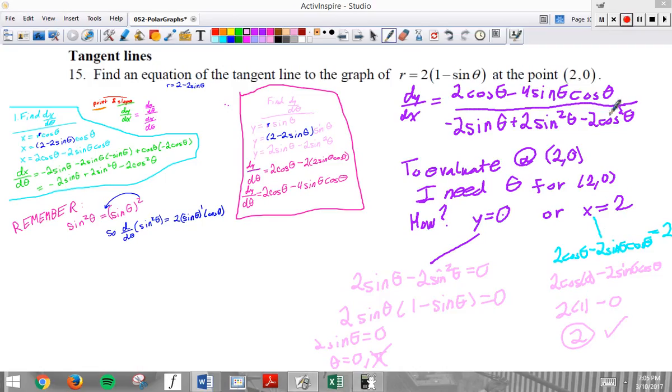0 is nice, right? You can also do it just by inspection. But sometimes you might have to do this, so I wanted to show you it. How can I do it by inspection? When theta equals 0, sine of 0, 1 minus 0, 2.